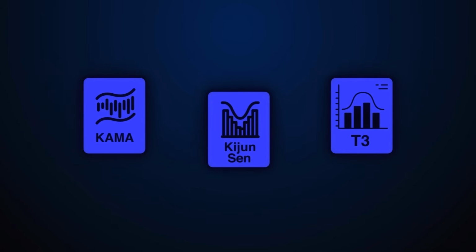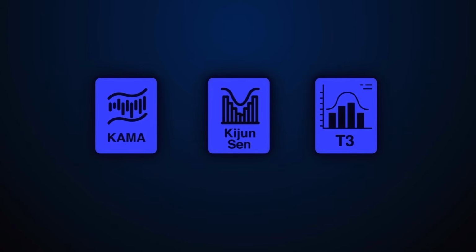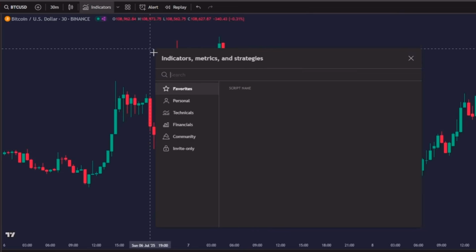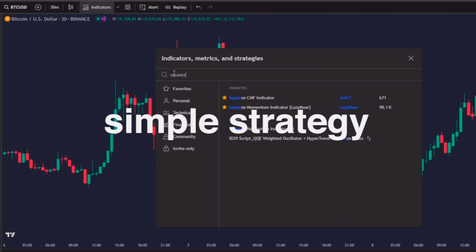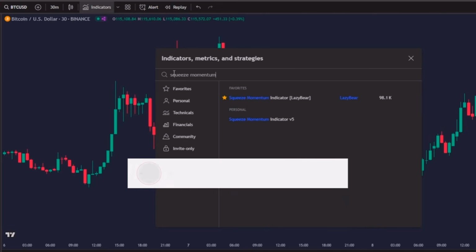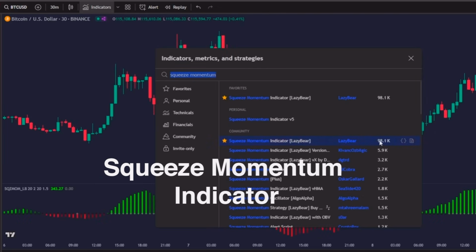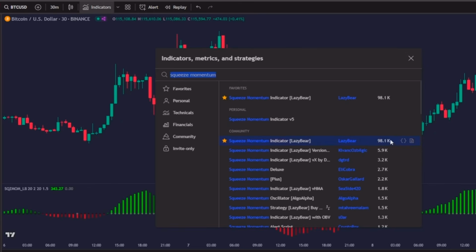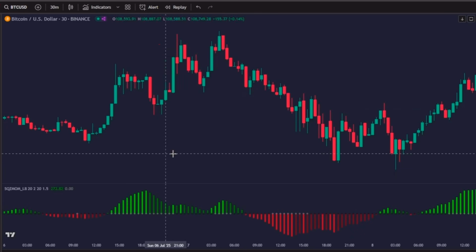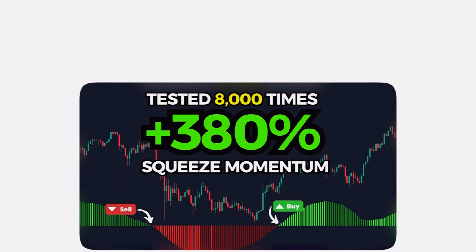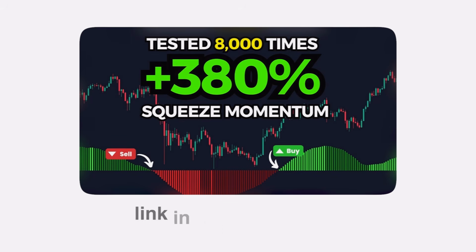And now that we have covered all 3 moving averages, let's put them to the test. To test each moving average fairly, I will be using a very simple strategy that I have shown before on the channel. It's based on the squeeze momentum indicator, which is actually one of the most used indicators on TradingView. If you want to learn more about it, I've created a full video that breaks it all down. You'll find the link in the description.